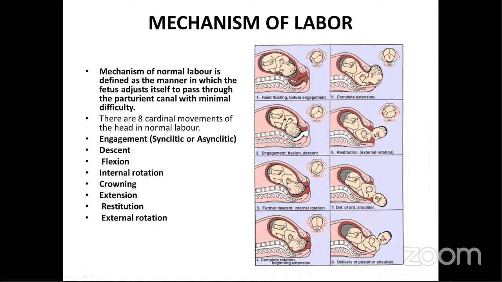Understood, ma'am. Okay, so this is very important to understand, because only when you understand what is normal will you be able to understand what is abnormal. Like, for example, deflexed head. What do you mean by malrotation? What do you mean by arrest of rotation? What do you mean by abnormal descent? All this you will be able to understand only if you understand the mechanism of labor, and you should be able to understand the different positions very well.